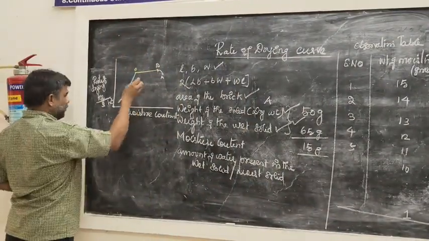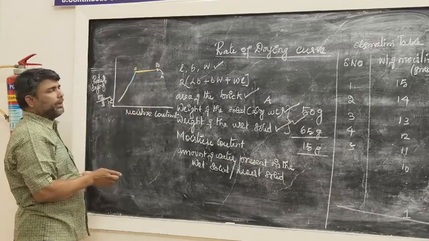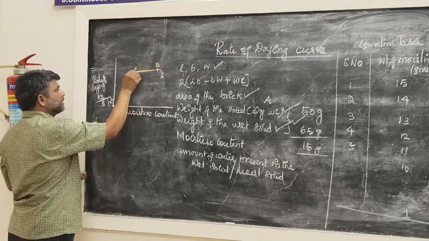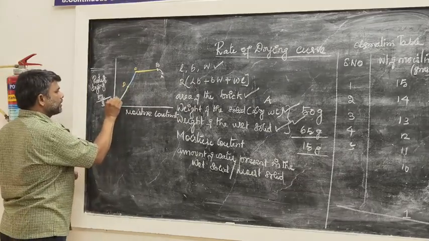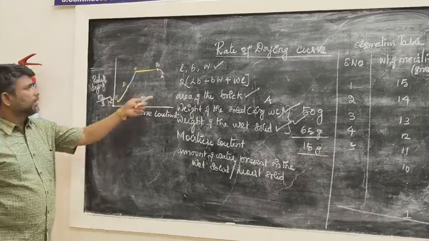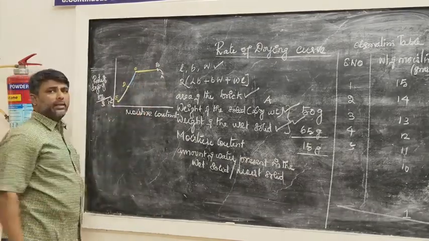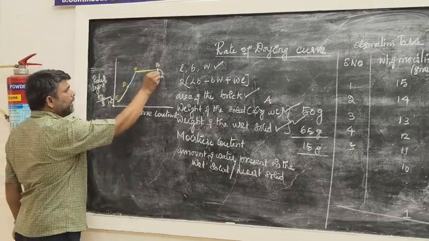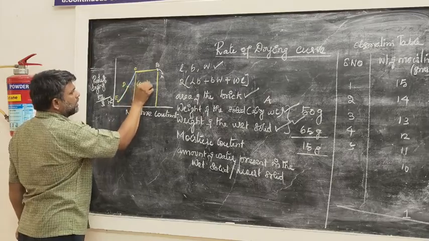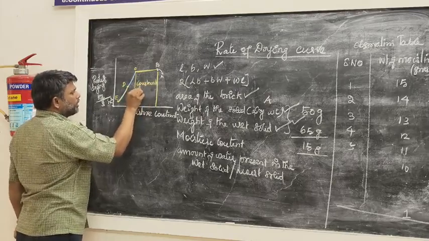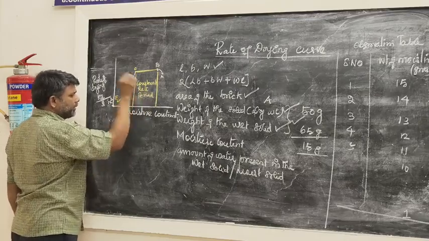This is the horizontal portion, B to C, and this is C to D, the first falling rate period. D to E is the second falling rate period. This is the rate of drying curve. A to B is the initial adjustment period. B to C is the constant rate period. What is going on here?